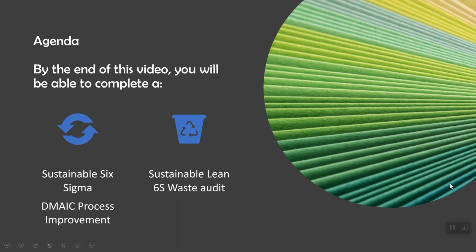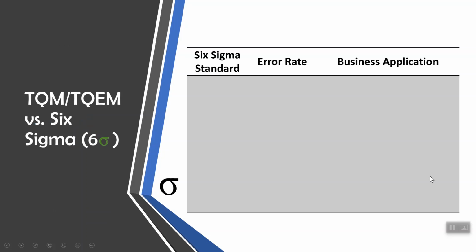By the end of this video, you'll be able to complete a Sustainable Six Sigma DMAIC Process Improvement and a Sustainable Lean 6S Waste Audit. We've been talking about Total Quality Management, TQM, and Total Quality Environmental Management, or TQEM. What is the difference between TQM, or in our case TQEM, and Six Sigma?